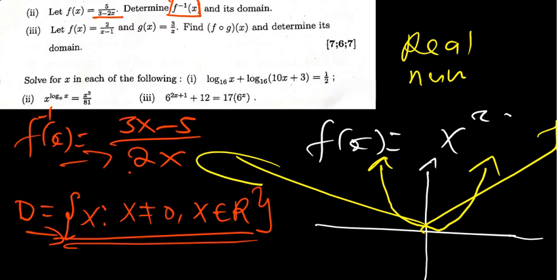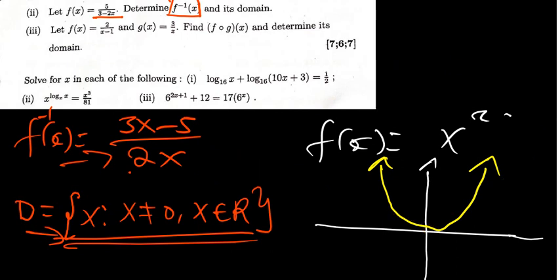But when it comes to range, the range is the values of y. From the equation which we have here, you can see that the values of y start from 0 and go to positive infinity. So the range is going to start from 0, 0 is included, all the way to positive infinity. That would be the range.